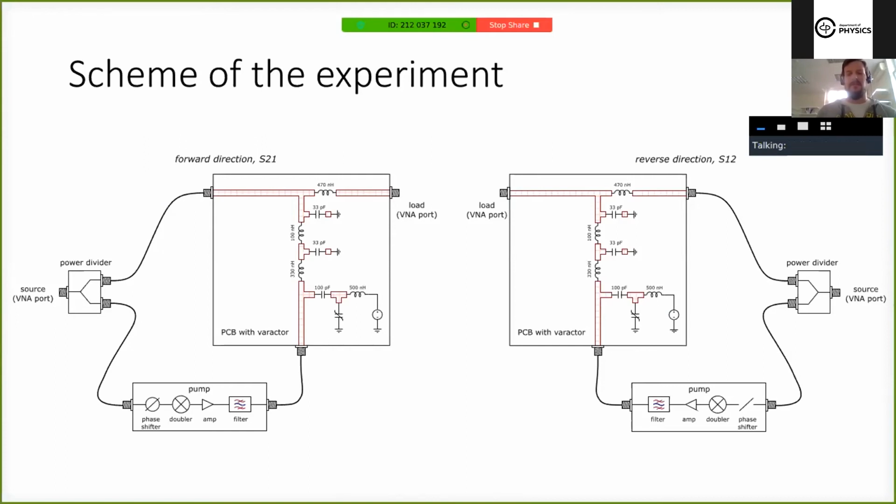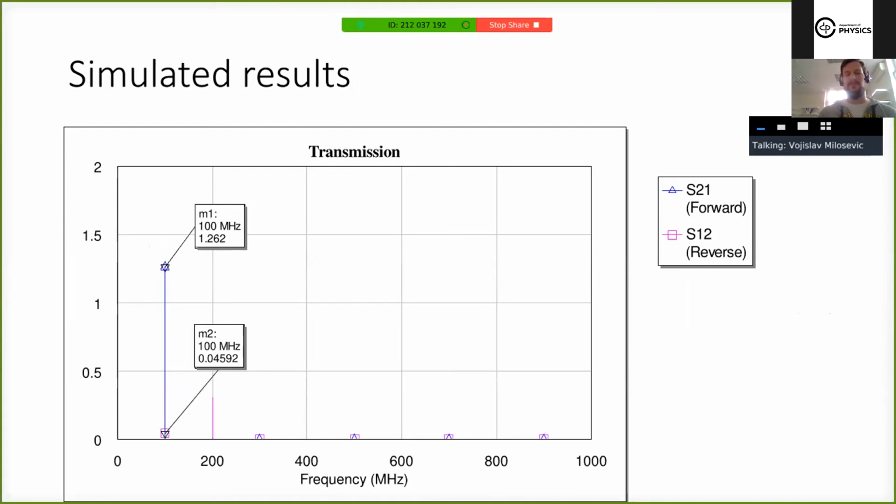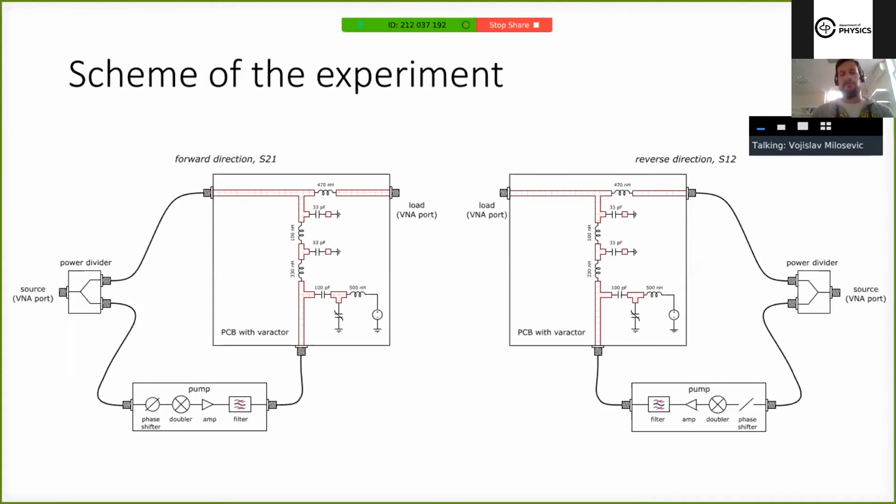This design has been confirmed by simulations. In simulations, we obtained a significant difference between forward and reverse transmissions, almost 30 dB difference between the levels of signal in transmission in the forward and reverse directions. Currently we have ordered the components for this experiment, and we are waiting for their delivery to proceed with the fabrication of this circuit. Unfortunately, it's taking a lot more time than it normally should, due to the current situation.